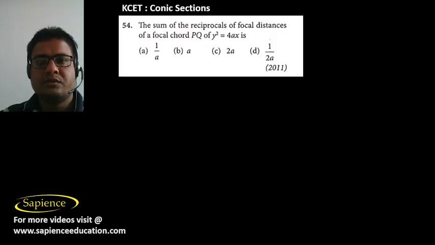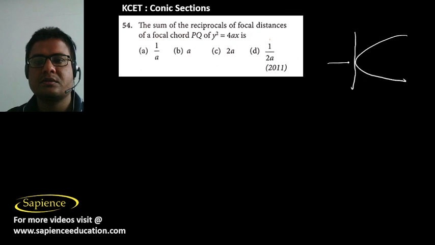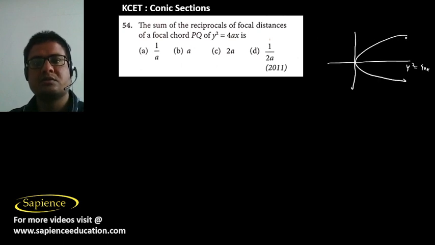Then question number 54 is told the sum of the reciprocals of the focal distances of a focal chord. Sum of the reciprocals of the focal distances of a focal chord PQ of y square equal to 4ax. So if we have y square equal to 4ax, then the sum of the reciprocals of focal distances of a focal chord PQ.